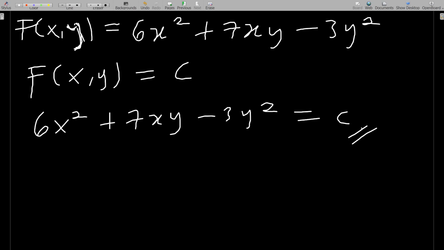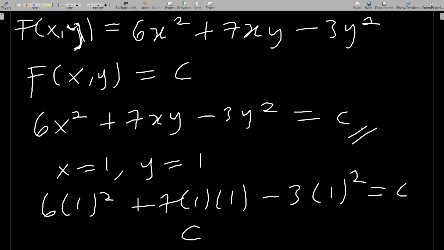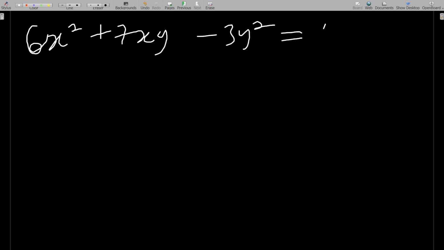The question asks us to find the particular solution when x equals 1, y is equal to 1. This means that I put 1 in place of x and y at the same time, okay? So I have this just to find my c. And when you simplify this, you have c equals 10, right? So this simply means that my particular solution is that 6x squared plus 7xy minus 3y squared should be equal to 10, okay?